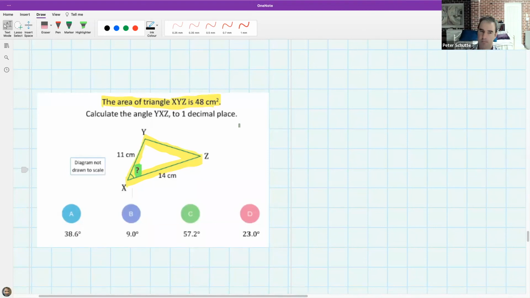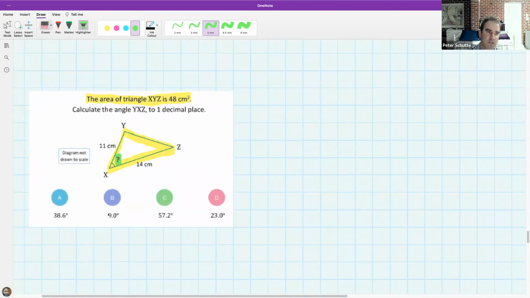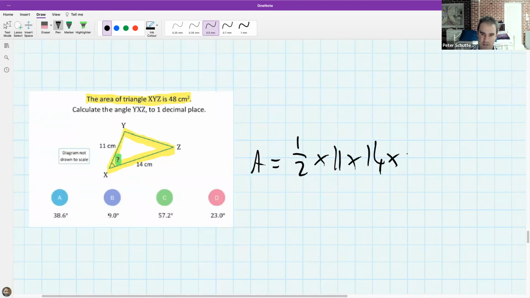Okay. How is this question different? Well, normally we would say find the area, but we kind of know what the area is here. So I guess we could still write out what we did before. We would go 1/2 times 11 times 14 times something else. But we already know what the area is. We know it's going to be 48. So that's a little bit different.